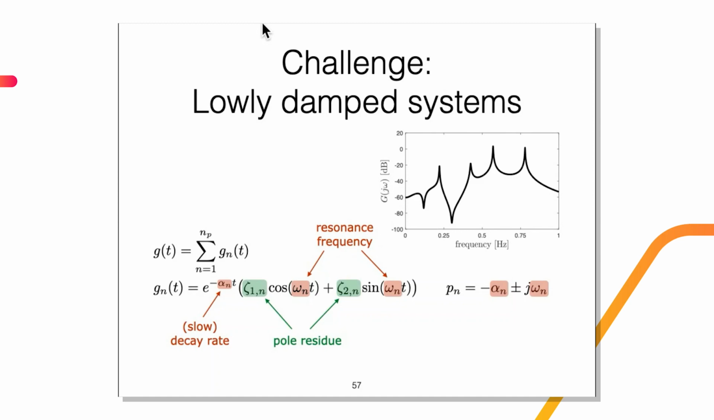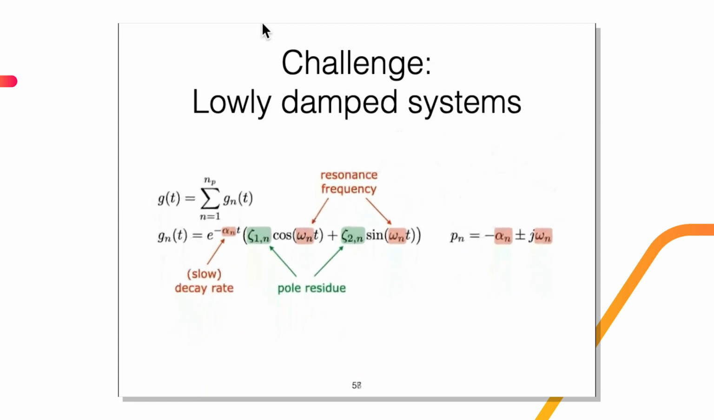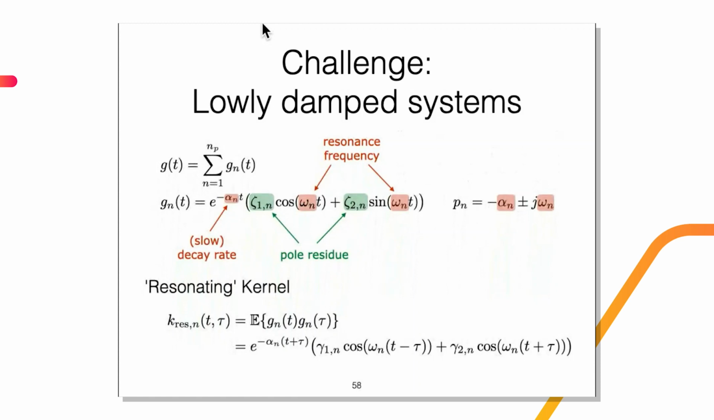So what we'll do here is we'll define a new kernel, a resonating kernel, which takes that into account. It looks a bit like a rank 1 kernel, but in the implementation, we said that the pole residues can still be stochastic, and so the rank will probably not be 1. Right? Okay. So we have a resonating kernel there.